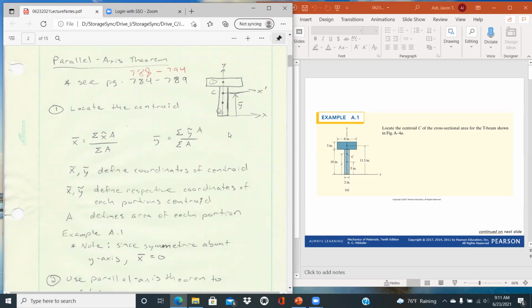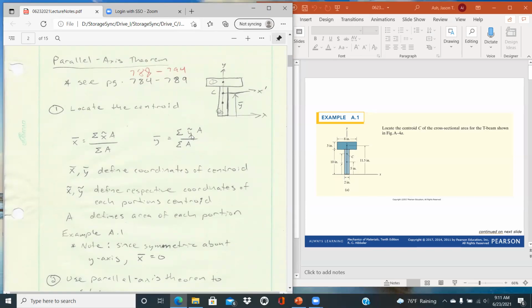And so first off, we need to locate the centroid, and the x bar would represent the distance away from the y-axis that the centroid is located. And the y bar would indicate the distance from our x-axis that the centroid is located. Since it's symmetric about the y-axis, we know x bar is 0. The centroid is located on that line of symmetry. And so all we really need to do is calculate y bar at that point for this case.